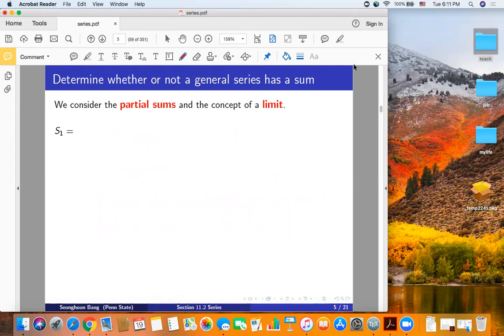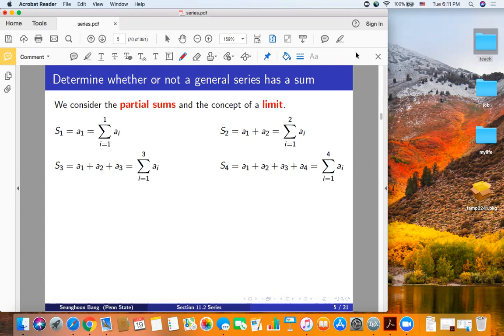So like this, S1 is only adding one term. S2 adds the first two terms: the summation from i equal to 1 to 2 of a_i. S3 is a1 plus a2 plus a3, adding the first three terms. S4 is 4 terms: the summation from i equal to 1 to 4 of a_i. The general form is a1 plus a2 plus a3 till a_n, the summation i equal to 1 to n of a_i.